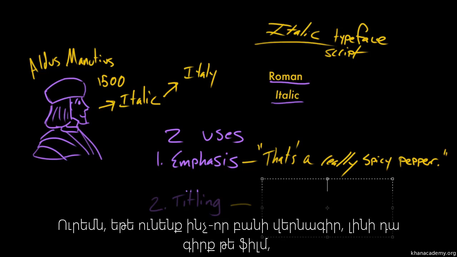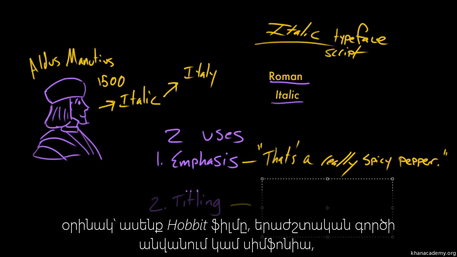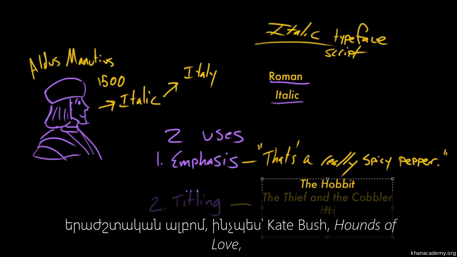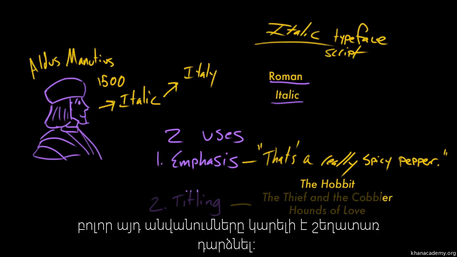So if you have a title of something like a book or a movie. So we got our book, The Hobbit, we got our movie. And we have a full-length musical work, or like a symphony or an album, like Kate Bush's Hounds of Love. Like all of those things can be rendered in italic type.